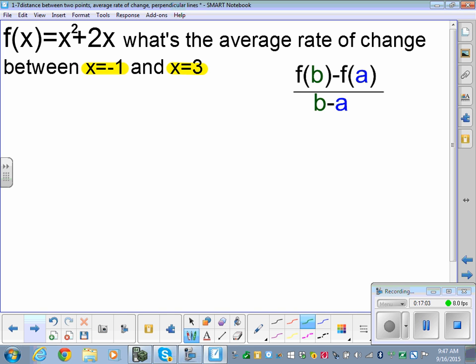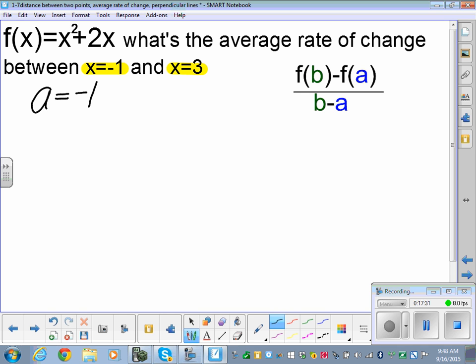Okay, so first of all, we have to decide what's our A value and what's our B value. Because this is our formula, we need the A's and B's. So our A value is always the smallest X value, or the smallest point on your interval. So we're going from -1 to +3. So A is the smallest value. So what's A? -1.